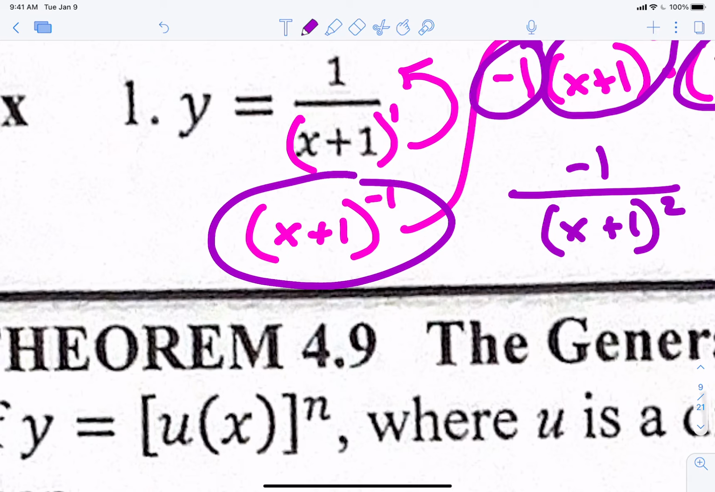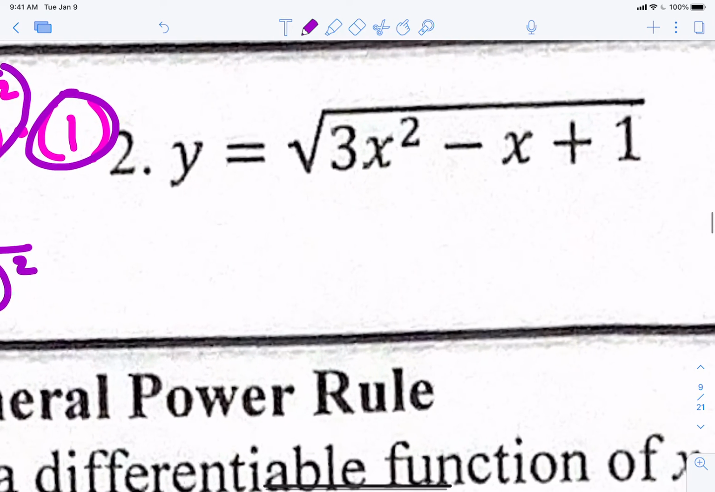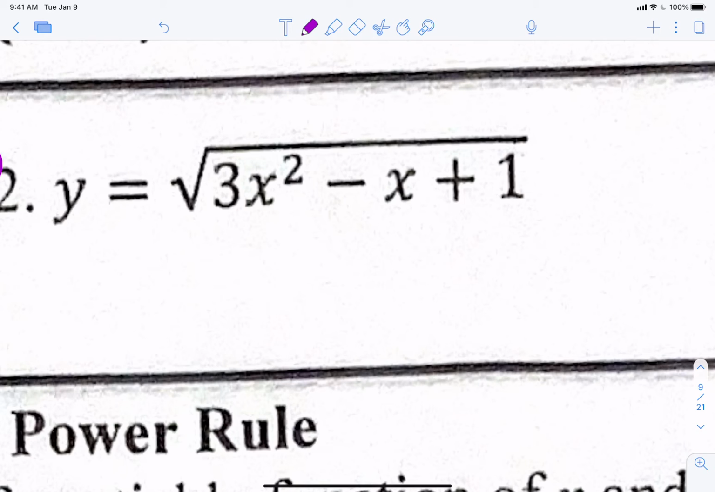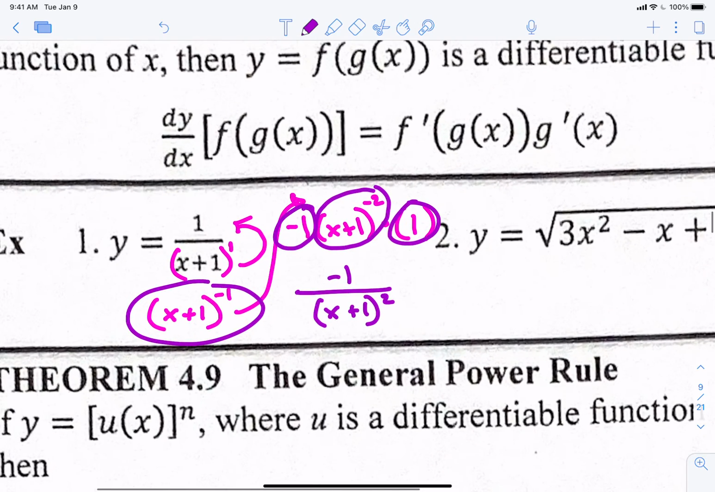All right, ready? It's a challenge. Now this one right here. So how did you get just the 1 on the end? Because you multiply by the derivative of the inside. The answer's in purple.